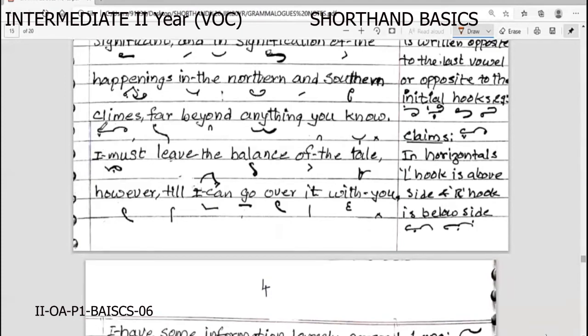C-L-I-M-E-S, climbs. L, L to K is written on the above side. Okay, so Kal, I, Cly, and M-N, circles. Far, F and R.